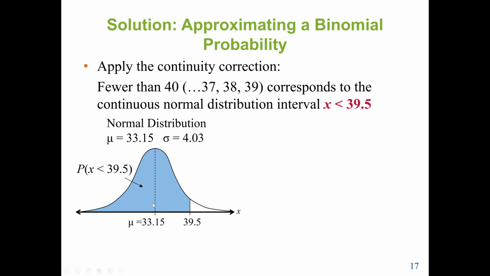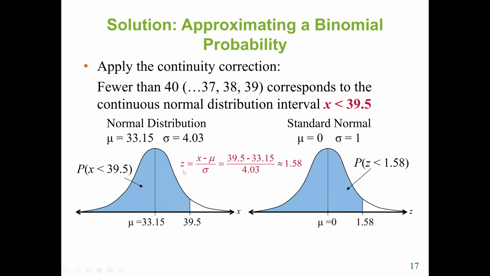So next, we have to find the z value. The z value will be x minus the mean over the standard deviation. Again, the mean value is the condition here: 39.5 minus 33.15, which is the mean. The standard deviation is 4.03. So the z value is 1.58. Then we have to go to our standard normal table and look for the p value corresponding to z of 1.58.